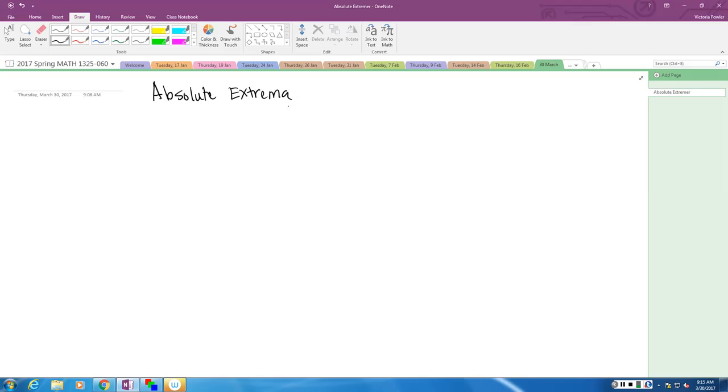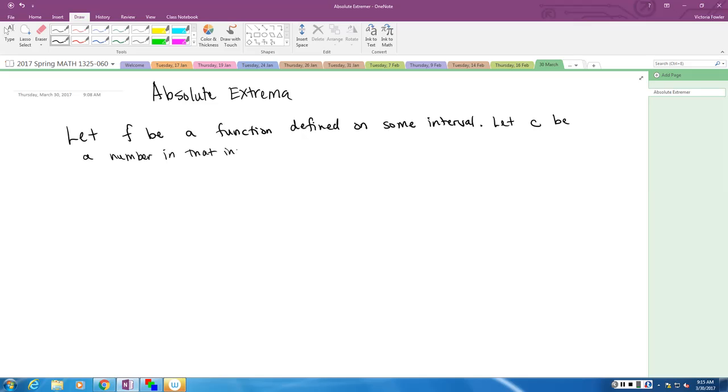And we're going to use some mathy terms to describe what we're talking about. And we're going to talk about a function f. So let's say let f be a function defined on some interval. And we're just going to let c be a number in that interval.